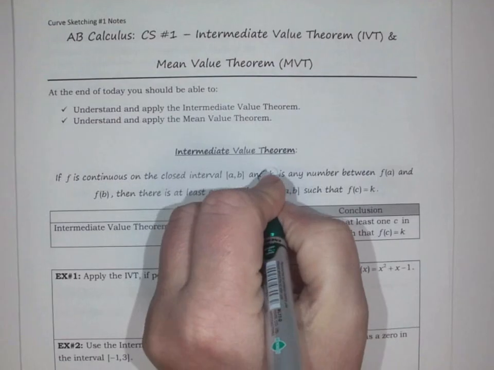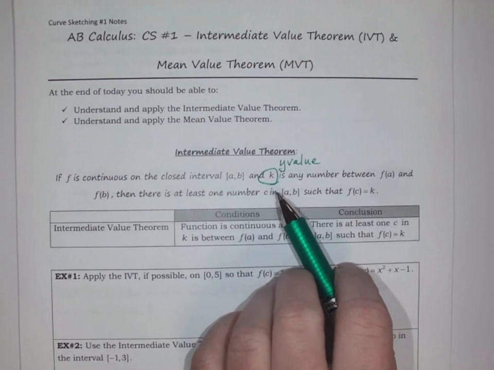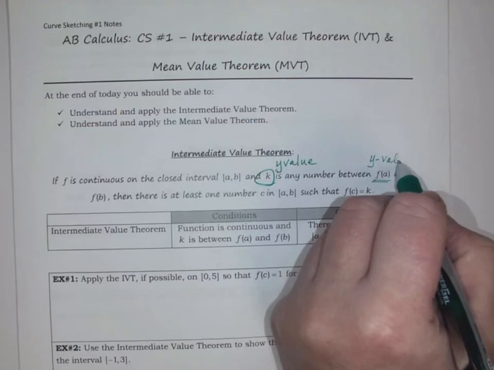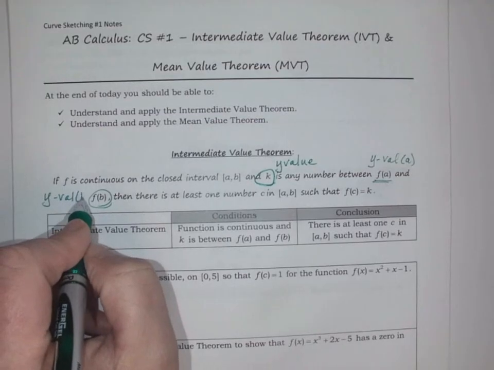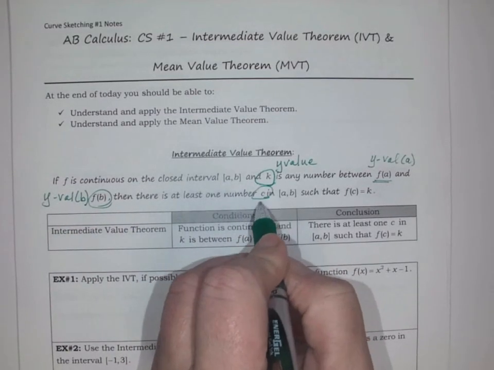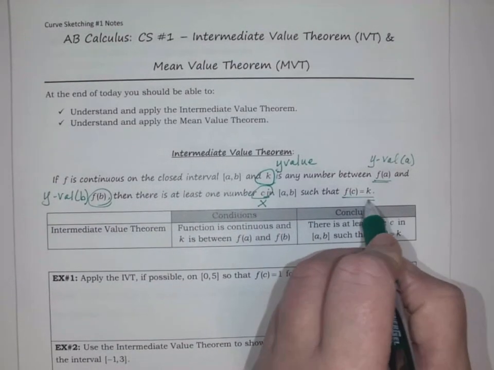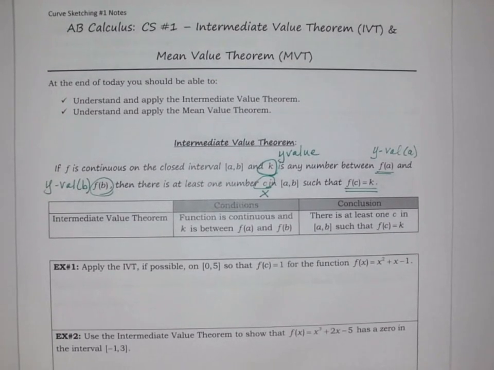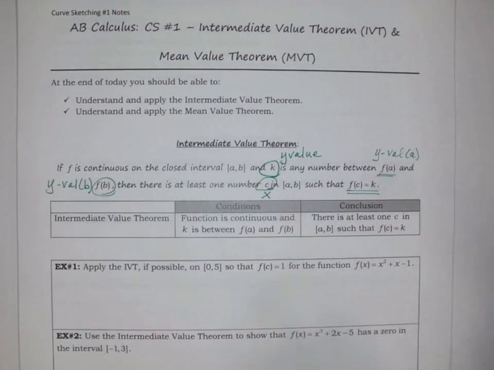Let me get a pen that works. So k is a y value. And we're saying if that y value is in between the y value at a and the y value at b, then we have some x value c in our interval between a and b such that f(c) equals k. So basically we can guarantee that there is a y value, every y value between f(a) and f(b) or vice versa, okay?